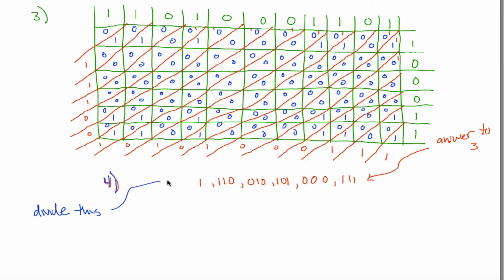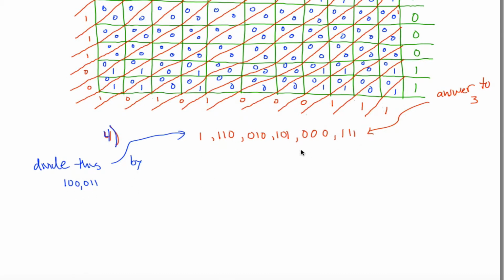Divide this by 100,011. So I got to think about how many of these can go into this number. Well, let's see. This number right here is 1, 2, 3, 4, 5, 6, 7, 8, 9, 10, 11, 12, 13, 14, 15, 16 digits. And this number is 6 digits right here. So I could take away 1, 0, 0, 0, 1, 1. That's this number right here written underneath this number right here.